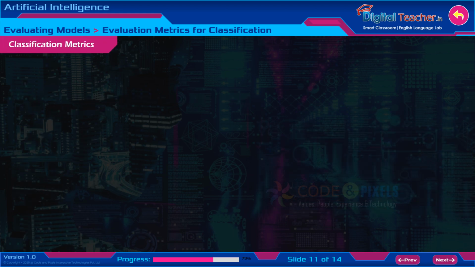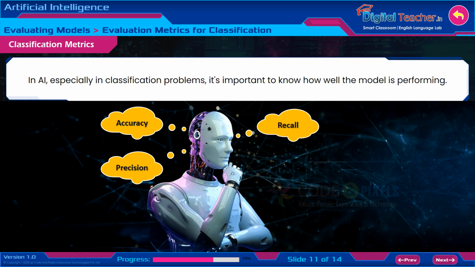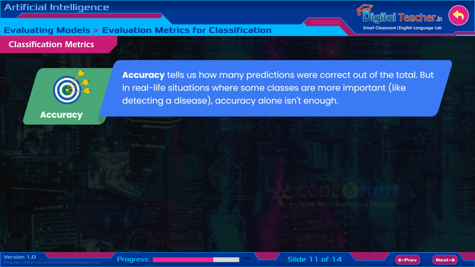Classification metrics. In AI, especially in classification problems, it's important to know how well the model is performing. For this, we use evaluation metrics like accuracy, precision, recall, and F1 score. Each of these helps us understand different aspects of a model's performance. Accuracy tells us how many predictions were correct out of the total. But in real-life situations, where some classes are more important, accuracy alone isn't enough.